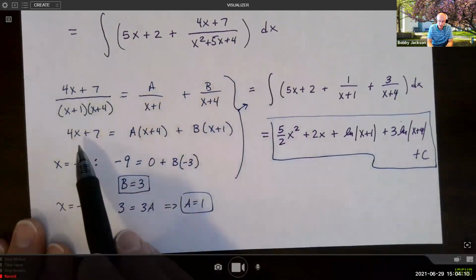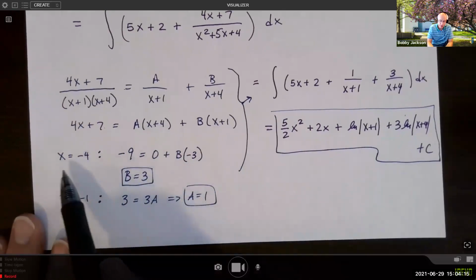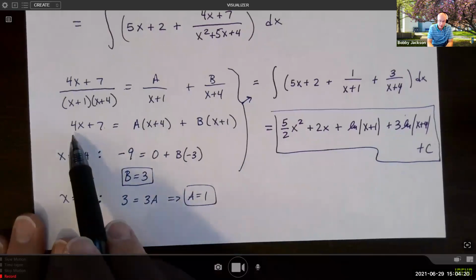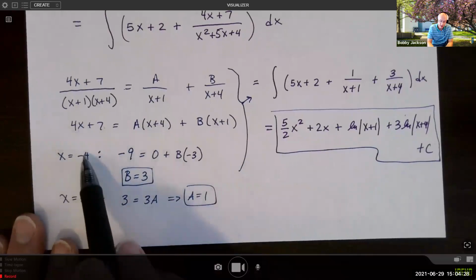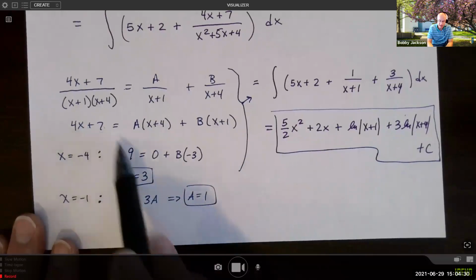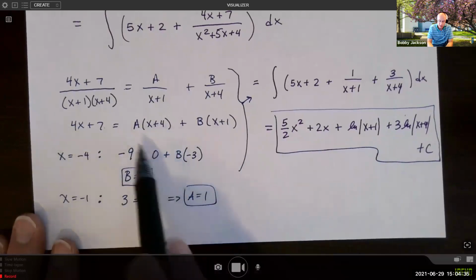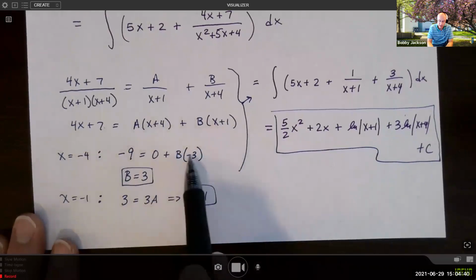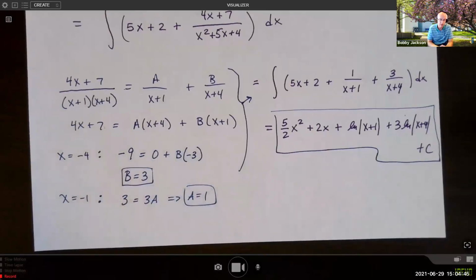Now, you could solve this by the method of undetermined coefficients, but you can also do the shortcut, which is to note that in this case, if x is equal to -4, what do I get over here? -4 times 4 is -16. I'm adding, not multiplying: -16 plus 7 is -9. And then -4 plus 4 is 0. So that's all 0. And then -4 plus 1 is -3. So I get B times -3, or -3B equals -9. I can divide by -3 and get B is 3.